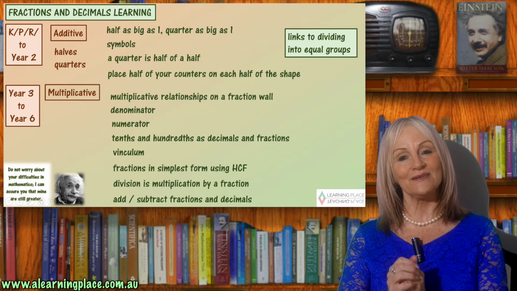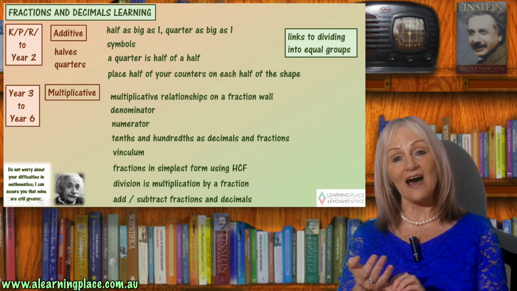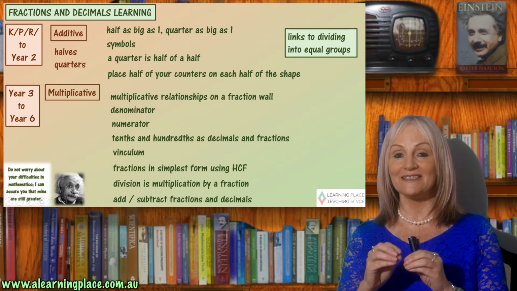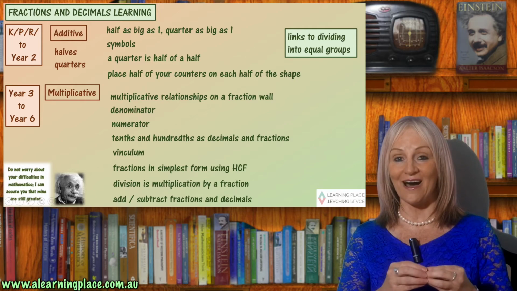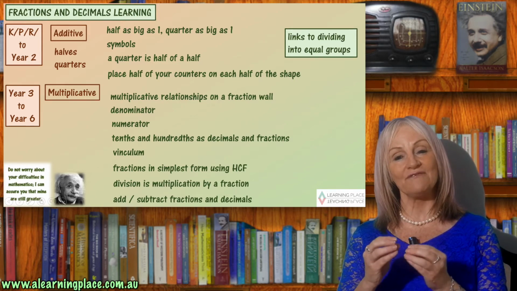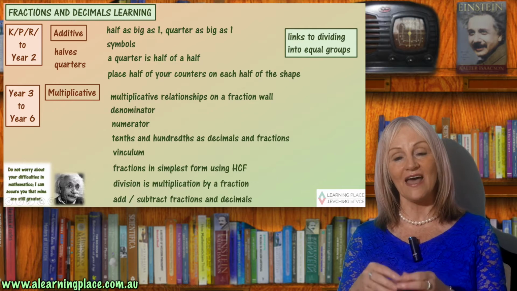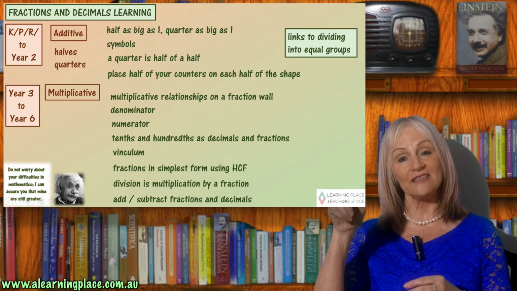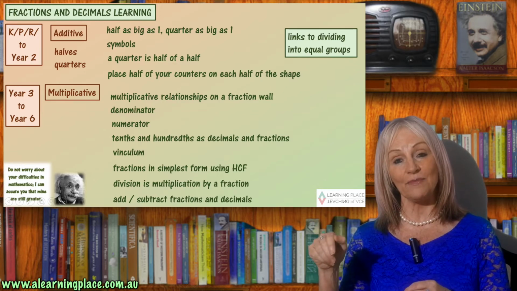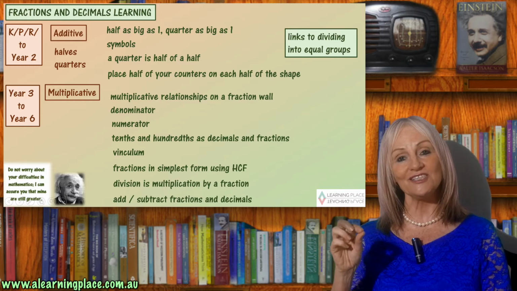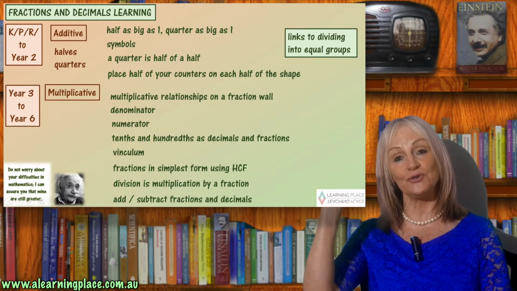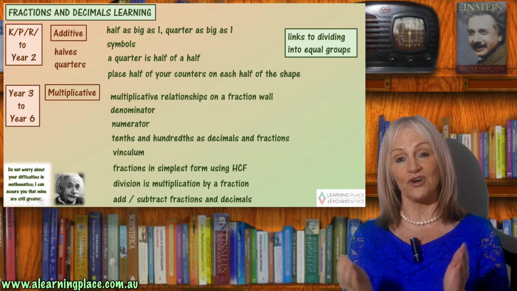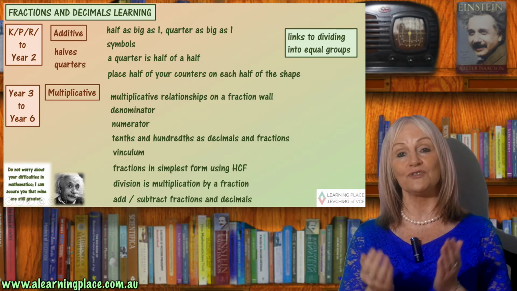Now, a word about the symbols. The symbols for a half and a quarter did not come until quite a few centuries after the concept of a half. So we want children to have deep understanding of a half and a quarter before they see the symbol. Introducing the symbol with the numerator and the denominator too early makes children see a fraction as two numbers. We don't want them to see two numbers. We want them to have the concept of a half and the concept of a quarter.